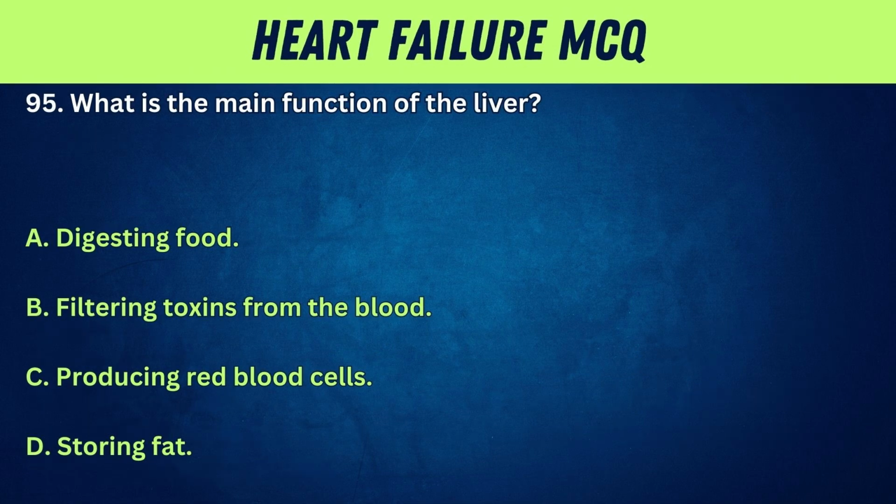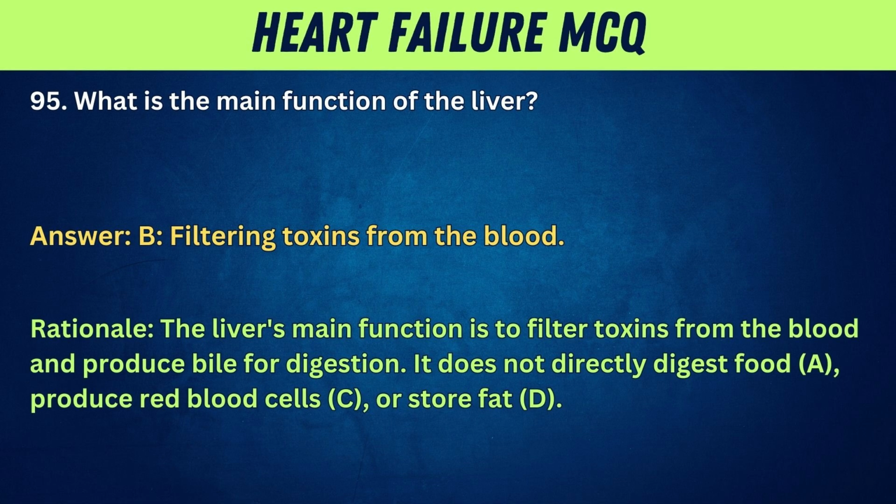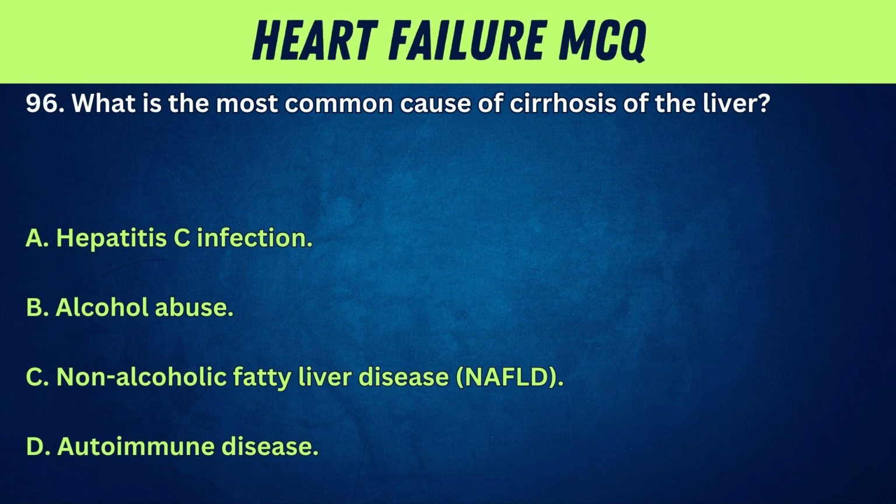95. What is the main function of the liver? A. Digesting food. B. Filtering toxins from the blood. C. Producing red blood cells. D. Storing fat. Answer: B. Filtering toxins from the blood. Rationale: The liver's main function is to filter toxins from the blood and produce bile for digestion. It does not directly digest food, A, produce red blood cells, C, or store fat, D.